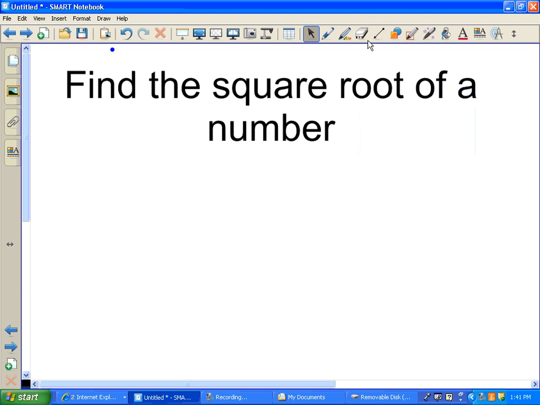Finding the square root of a number. So we all know what the square root of 4 is. We know that 2 times 2 will equal 4, so it will equal that. But what if we come across a number that's a little bit different?